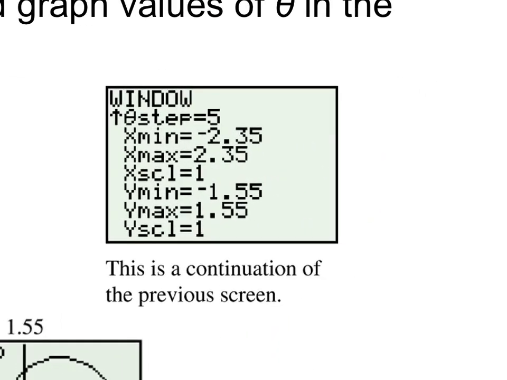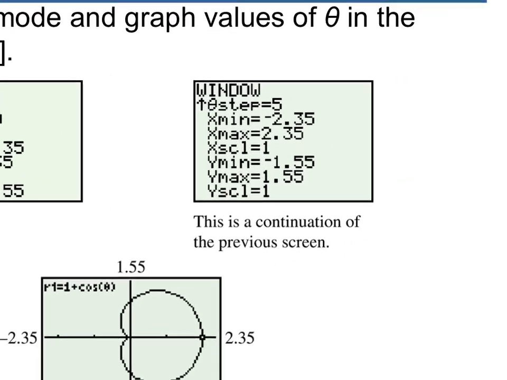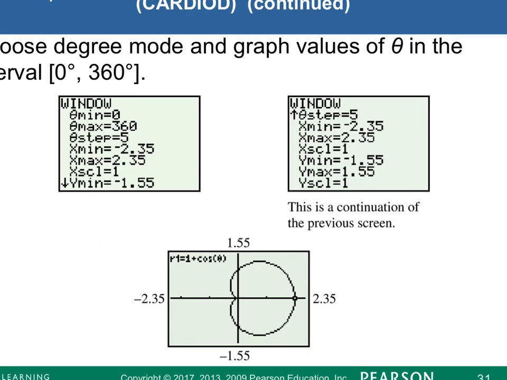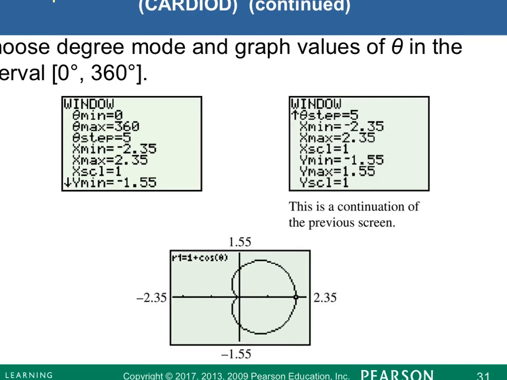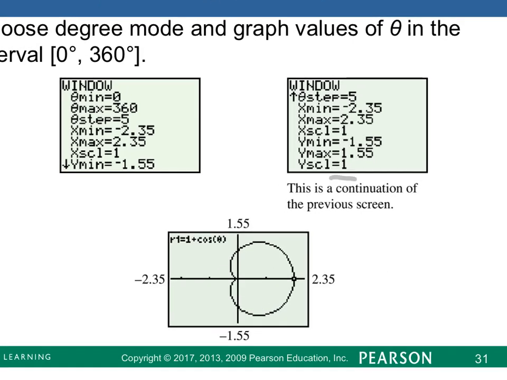It looks like 2.35. That was the same. The X min and X max, the Y's, it looks the same. I'm not sure what he really did. I think he's just showing you the bottom part of his screen. Yeah, I should have read it. So here's a continuation of his screen. So then if you match his settings exactly, you'll get the perfect cardioid.